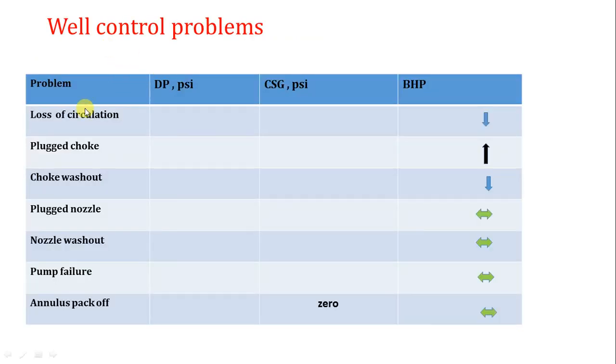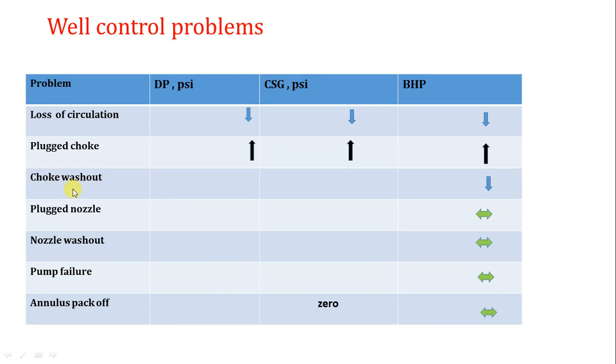What are the main problems? If you take loss of circulation, what will happen to the drill pipe pressure, the casing pressure and the bottom hole pressure? Actually, both of them will decrease suddenly, and the bottom hole pressure will decrease also. If the choke has plugged due to the cuttings or something like this, which comes to the choke, what will happen? First of all, you will see that the casing pressure will increase, then followed by an increase in drill pipe pressure, and the total bottom hole pressure will increase.